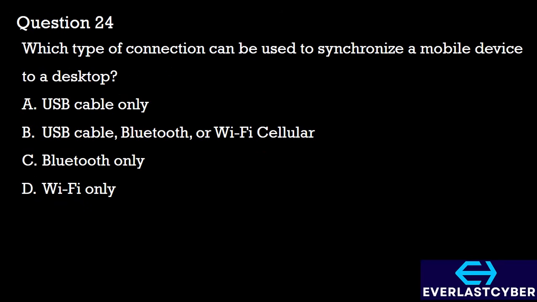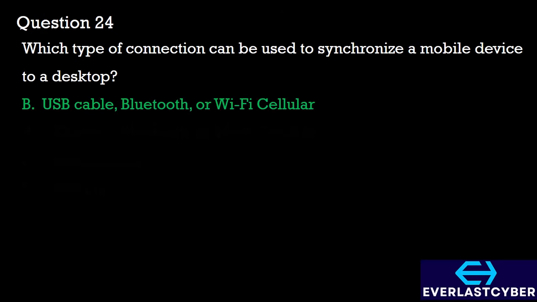Question 24. Which type of connection can be used to synchronize a mobile device to a desktop? A. USB cable only. B. USB cable, Bluetooth, or Wi-Fi cellular. C. Bluetooth only. D. Wi-Fi only. For this question, we'll be going with option B. USB cable, Bluetooth, and Wi-Fi cellular are all methods that can be used to synchronize a mobile device with a desktop computer. Each of these options allows for data transfer between the two devices, thereby enabling synchronization of files, contacts, calendars, and even more.